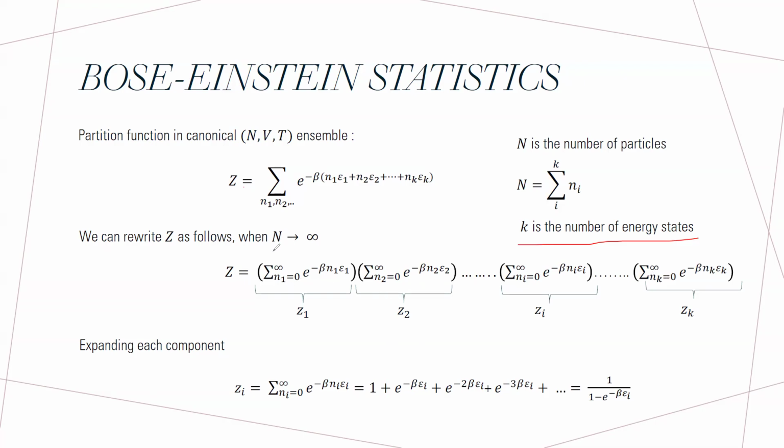Now we are considering an infinite number of particles. That means capital N goes to infinity. So this summation is from n1 equal to 0 to infinity. So this kind of summation can be written as 1 over 1 minus exponential of minus beta times epsilon.